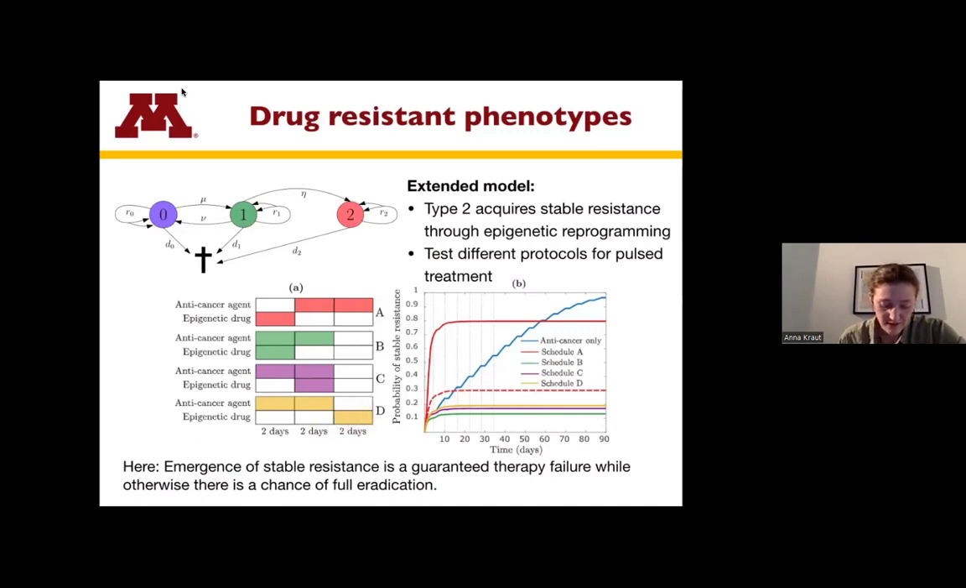And then simultaneous treatment, or alternatively alternating treatment but applying the epigenetic drug after the anti-cancer agent, that seems to be all pretty similarly and equally promising, where the idea is basically to revert the resistant state back to the susceptible state and therefore be able to treat the cancer again.